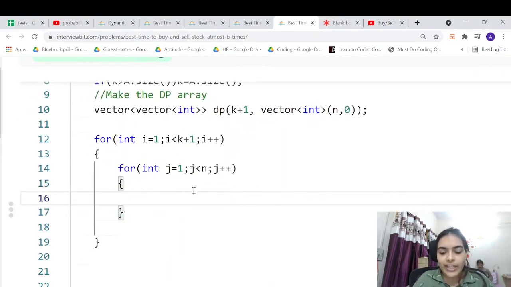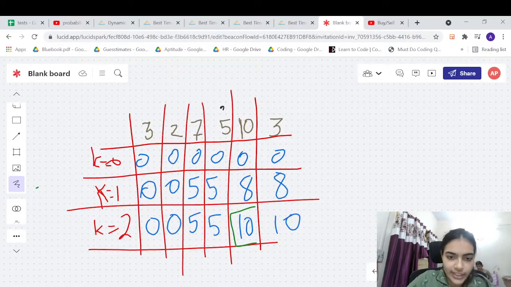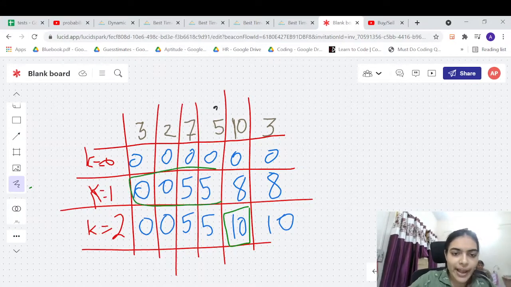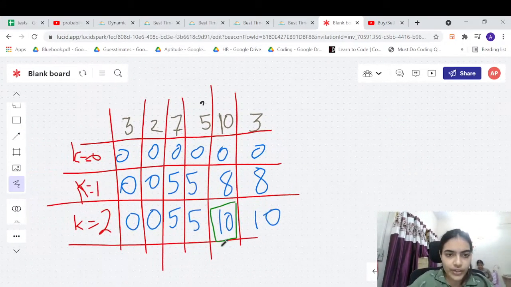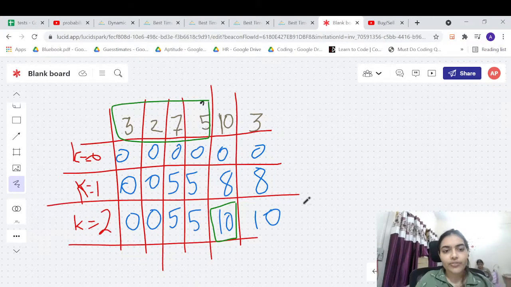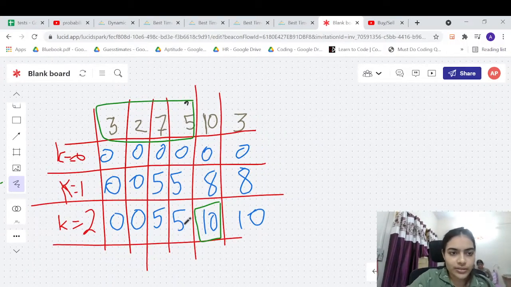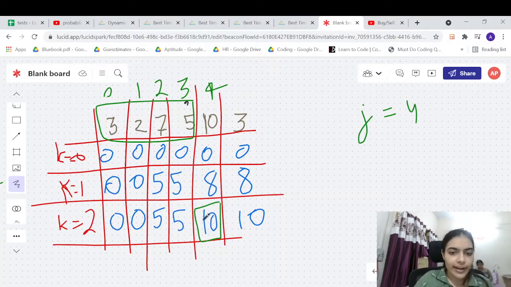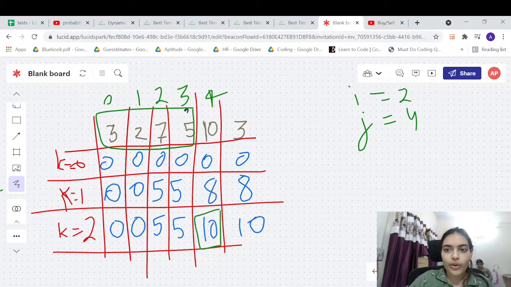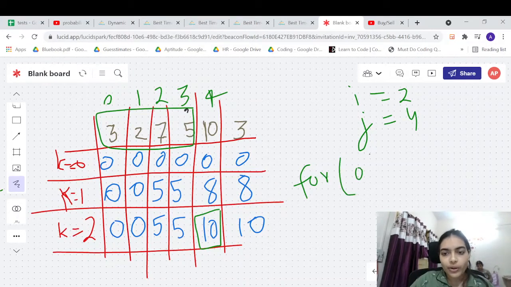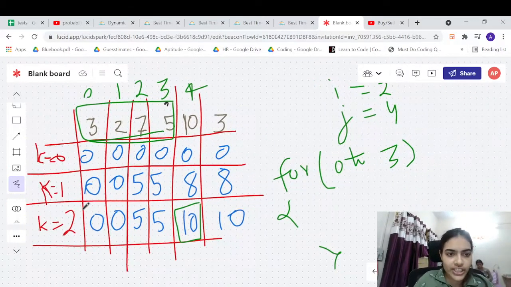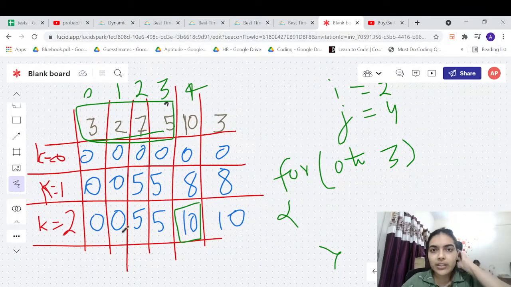Now for filling every cell, what were we doing? For example, when you are filling this value, we were trying to see all these values, right? We have to make one iteration from here. Let me write the indices 0, 1, 2, 3, 4. So when we are at j equal to 4 and i is equal to 2, we are running a for loop from 0 to 3 again, and we are trying to see which case we are going to get best profit, right?